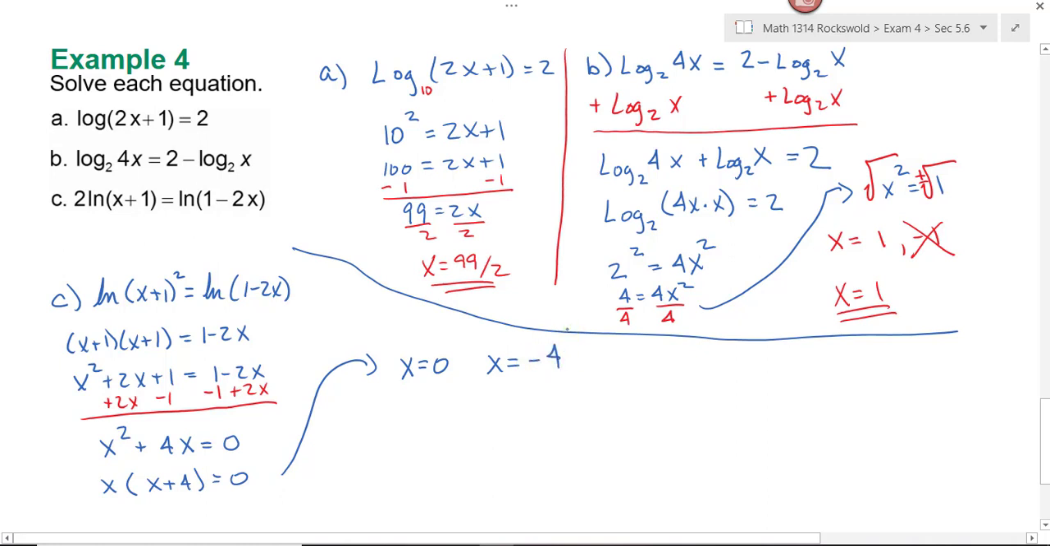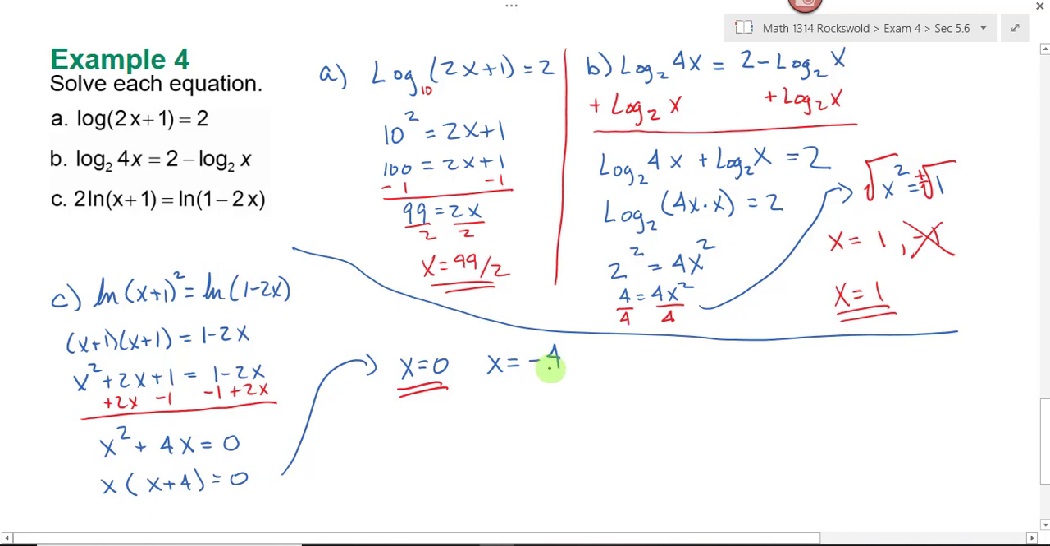Now with logarithmic equations, because the domain goes from 0 to infinity, not including 0, I have to check my answers. So I go back to the original problem, and if I plug in a 0 for x, I get the natural log of 1. Can I take the natural log of 1? Yes. So that's okay. And when I plug in a 0 for x, I get the natural log of 1. Is that okay? Yes, it is. So 0 is a good answer. X can be equal to 0. The argument of the log cannot be equal to 0.